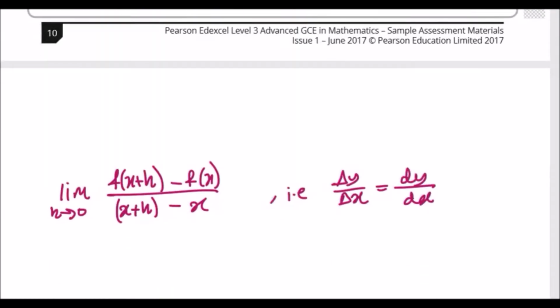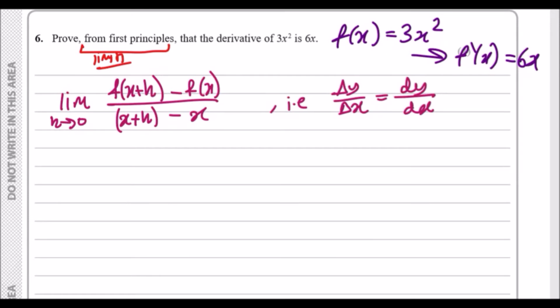Now let's move on to 6. Question 6. Let's go. Prove from first principles that the derivative of 3x squared is 6x. First principles all really means is that we need to use the definition of a limit. One key thing to know is that when you take the derivative, it's always using dy over dx, in other words, the change in y over the change in x. That's always how we find a gradient.